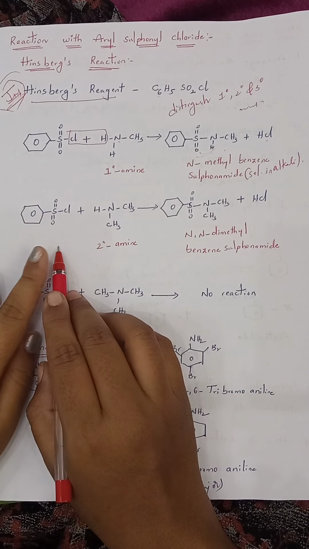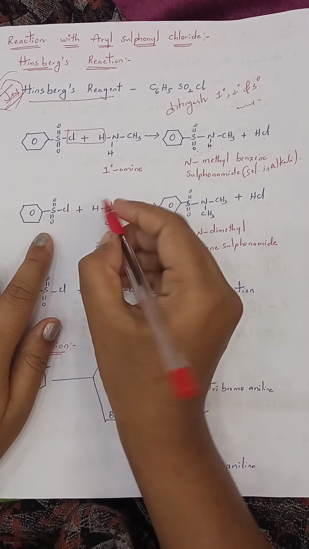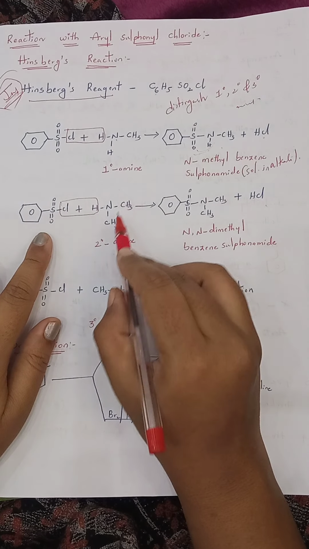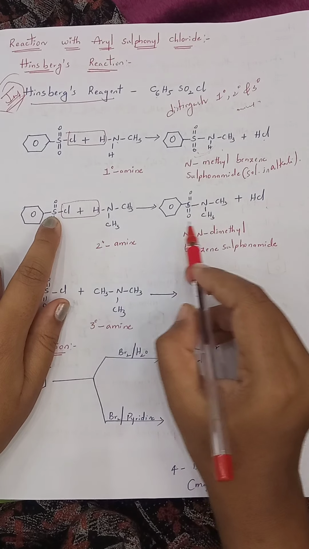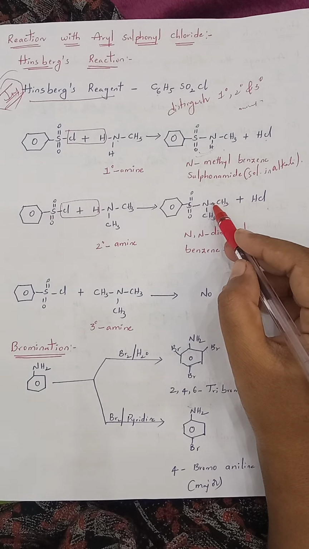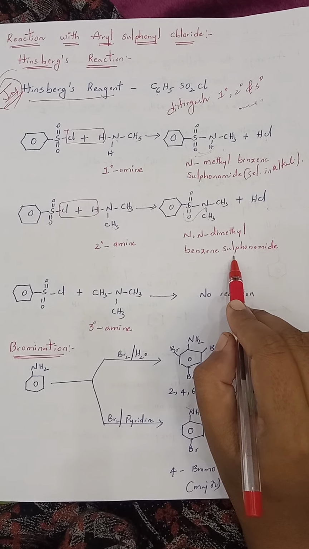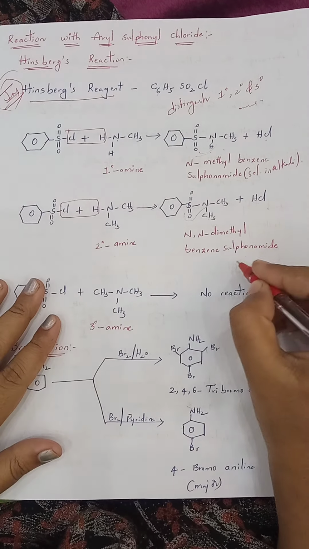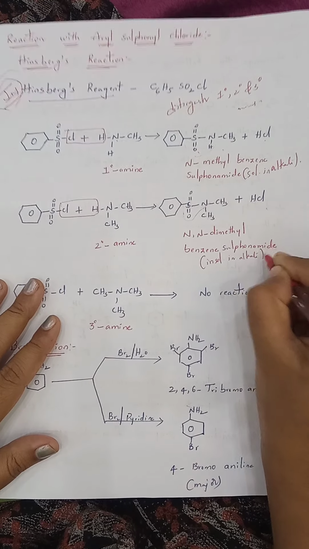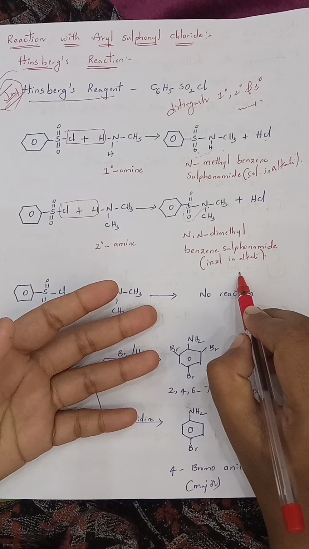Now we'll see the same reaction of Hinsberg reagent with secondary amine. When it reacts with secondary amine, hydrogen reacts with chlorine and releases HCl. Now the nitrogen with two CH3 groups is directly attached to sulfur. On nitrogen, how many alkyl groups are present? 2. Then we call it N,N-dimethyl benzene sulfonamide, formed as the final product. Clear? This is insoluble in alkali because there is no hydrogen on the nitrogen.